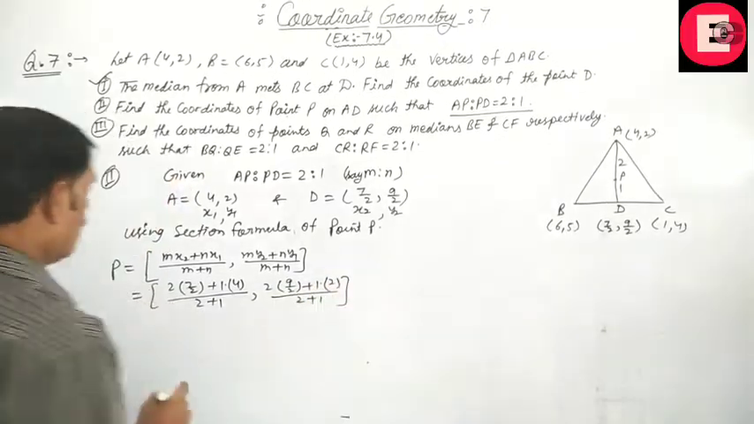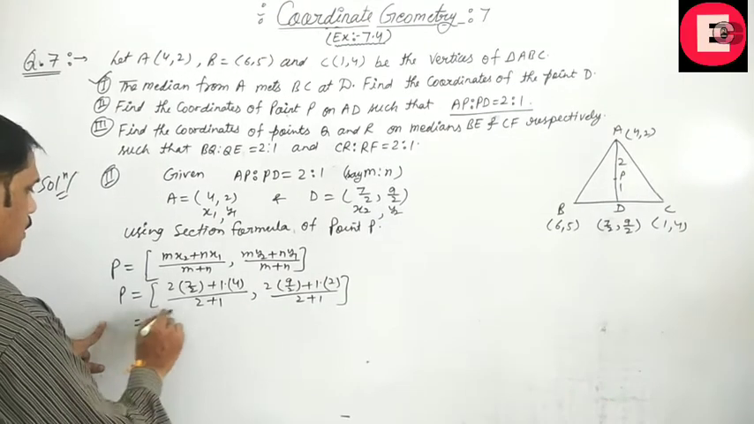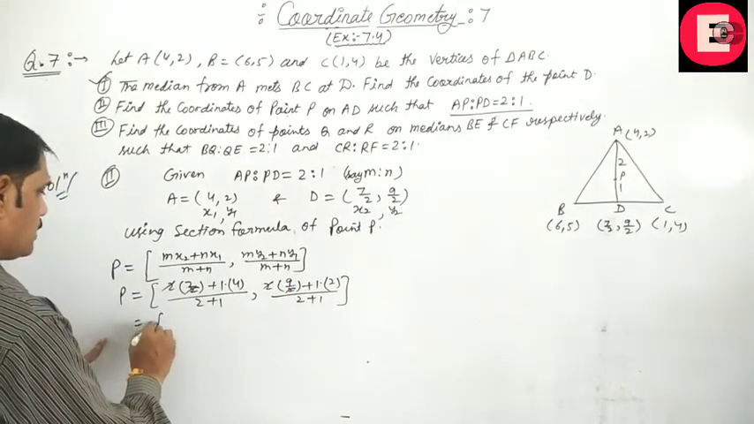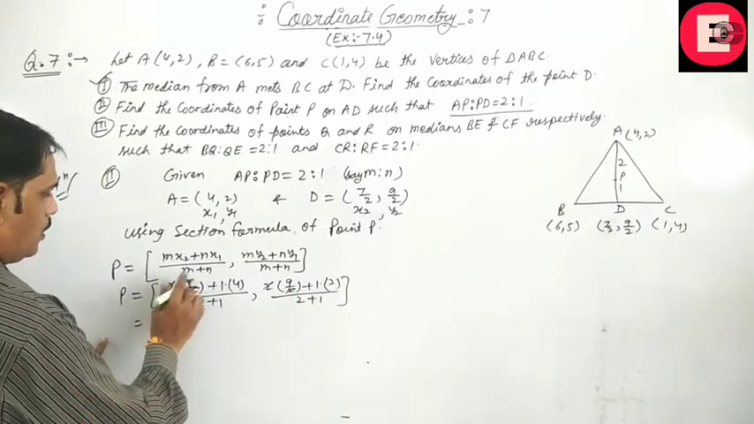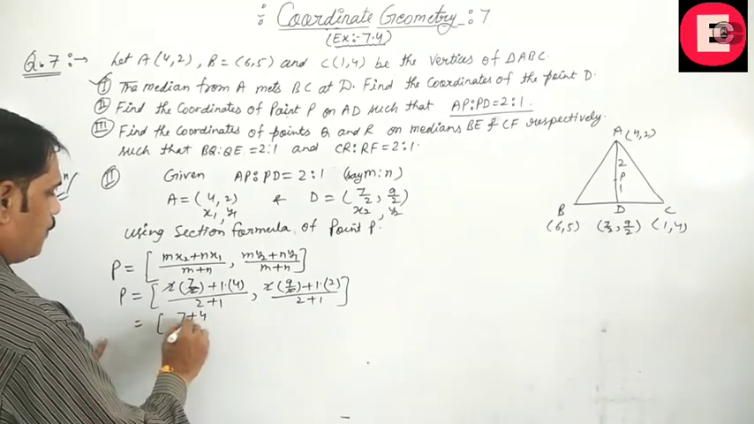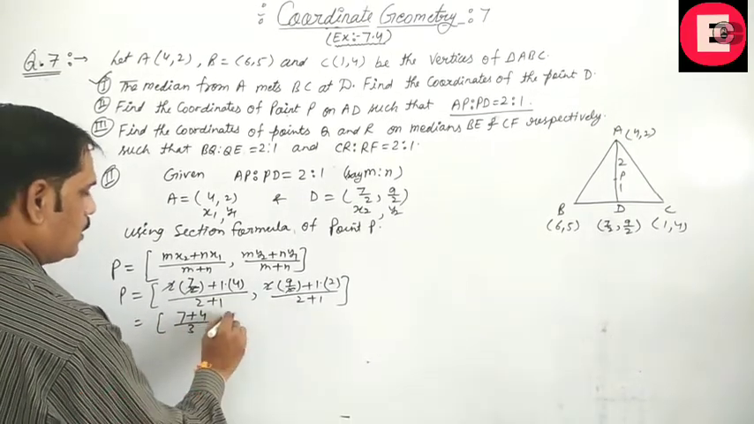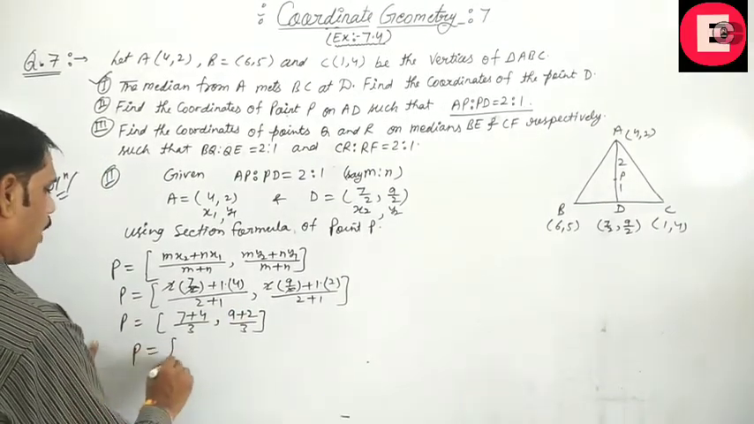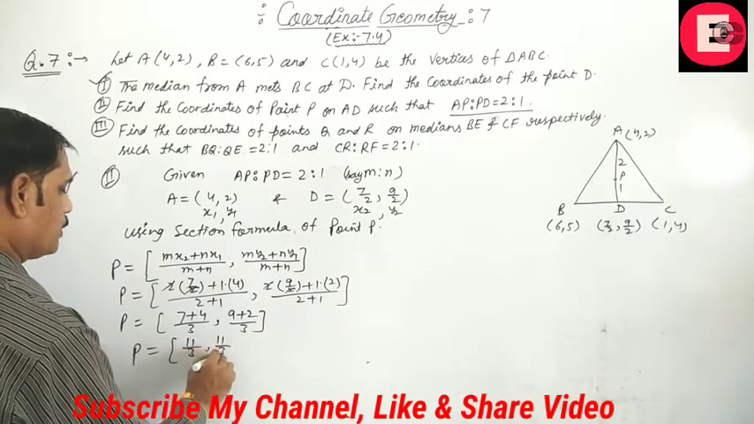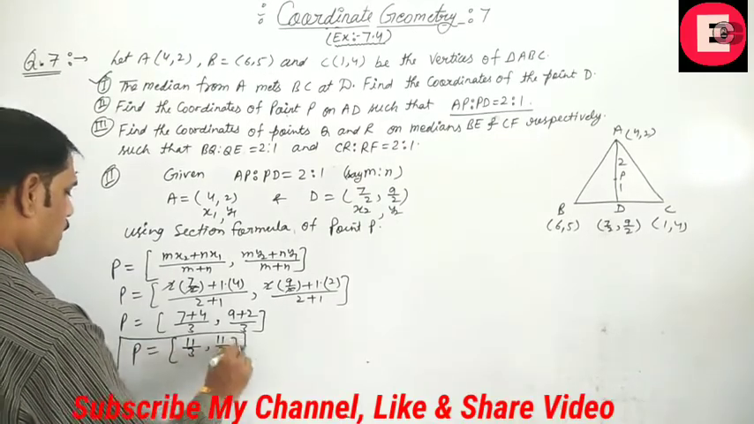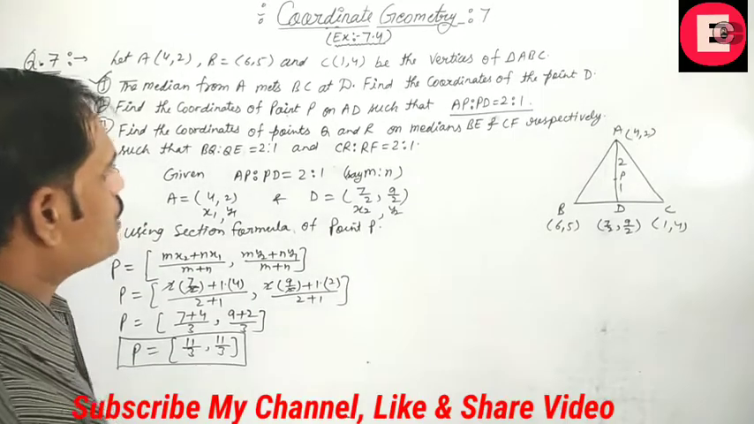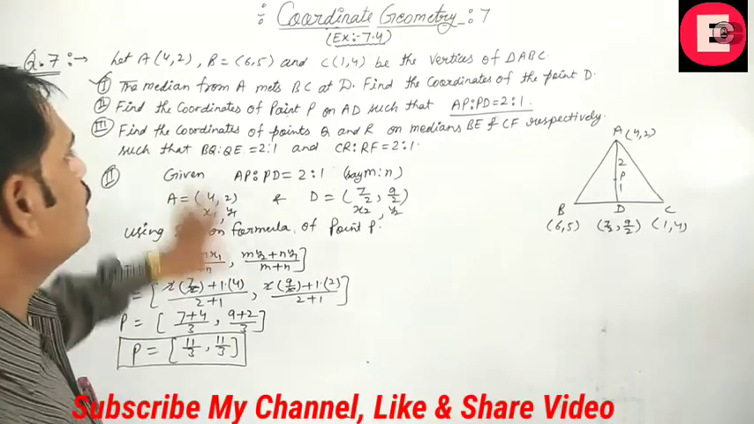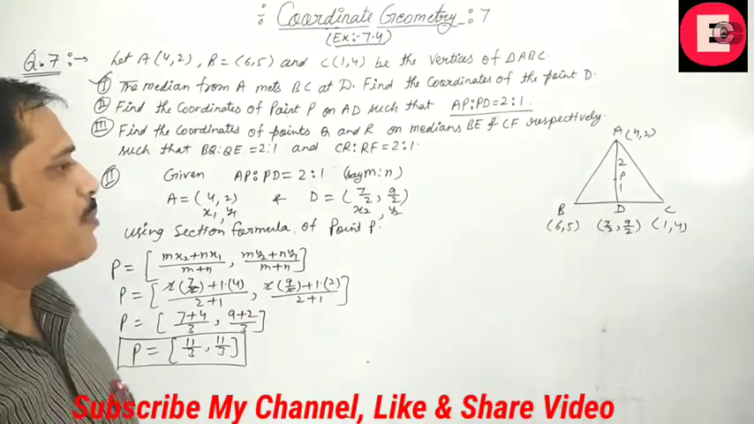Clear? Now here 2 and 2 will be cancelled, 2 and 2 will be cancelled. Then we have (7 plus 4) upon 3 and (9 plus 2) upon 3. Therefore, the coordinate of P will be (11 upon 3, 11 upon 3). So the second part of the question has been completed. Please note the second part.